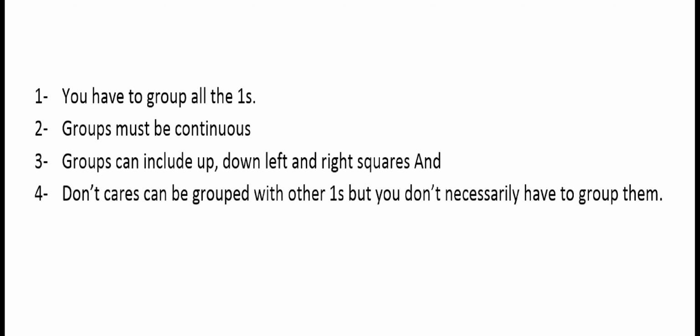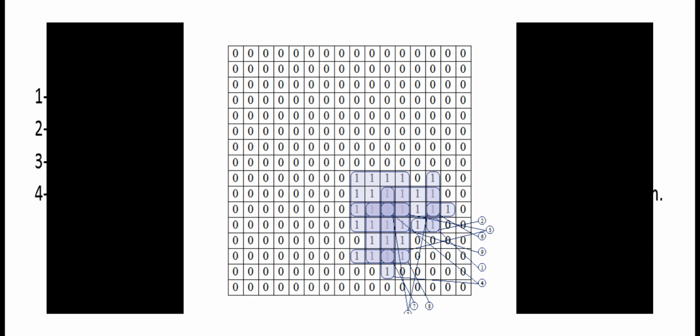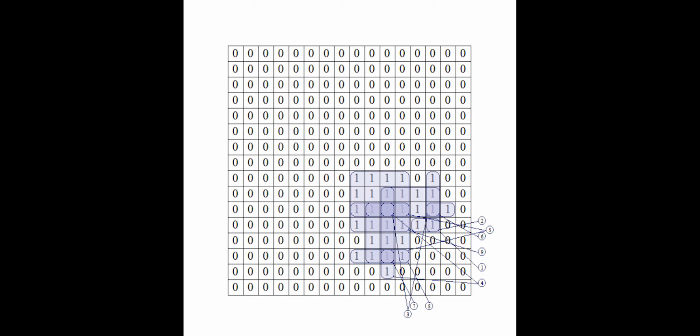Now there are 4 general rules for K-mapping. 1. You have to group all the ones. 2. Groups must be continuous. 3. Groups can include up, down, left and right squares. And 4. Don't cares can be grouped with other ones, but you don't necessarily have to group them. And remember, it's always better to have bigger and fewer groups to simplify your logic equations.